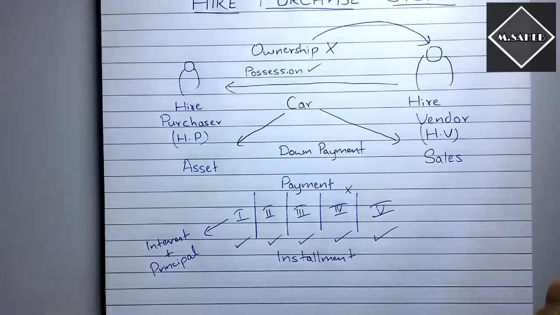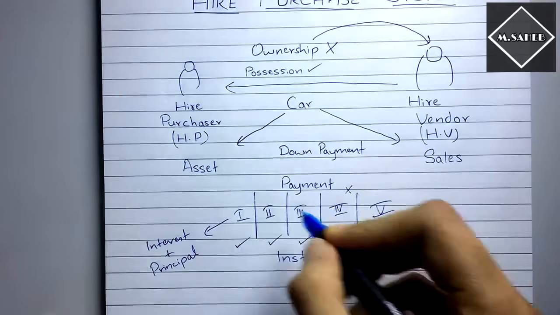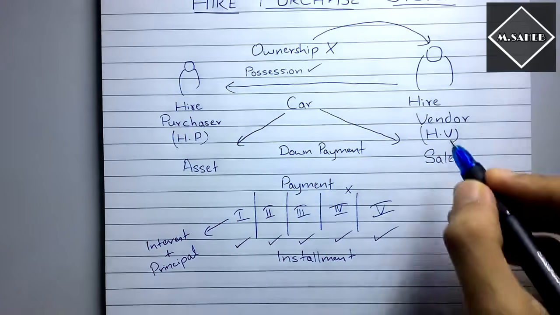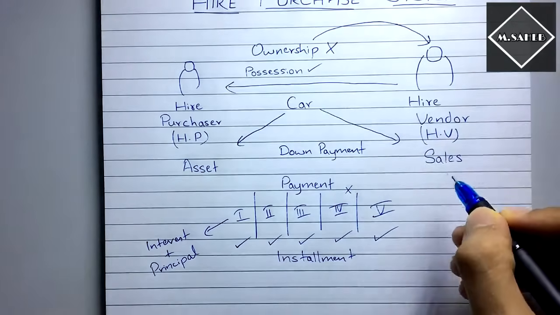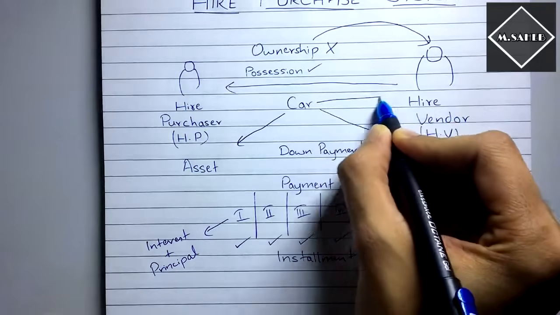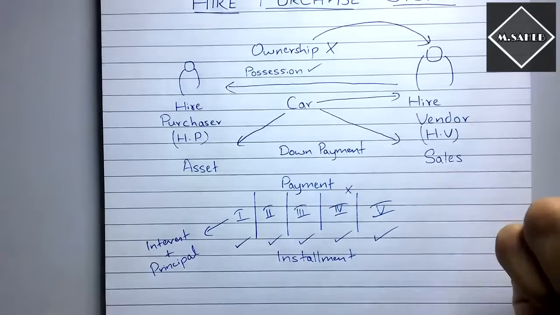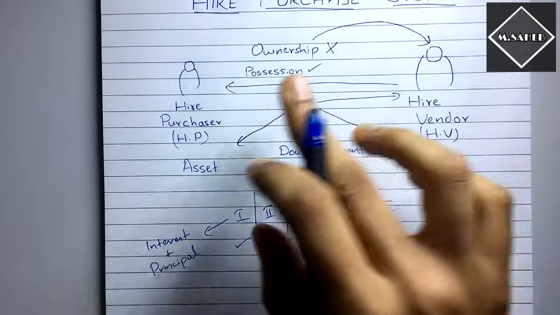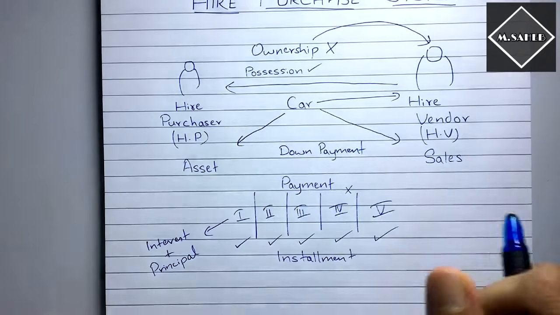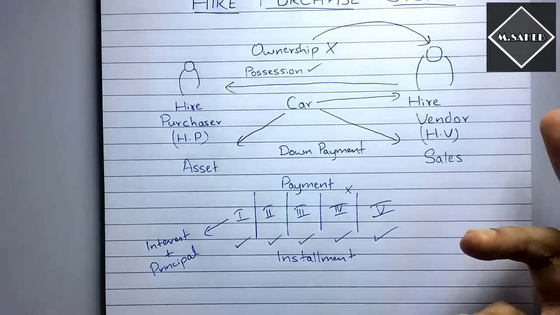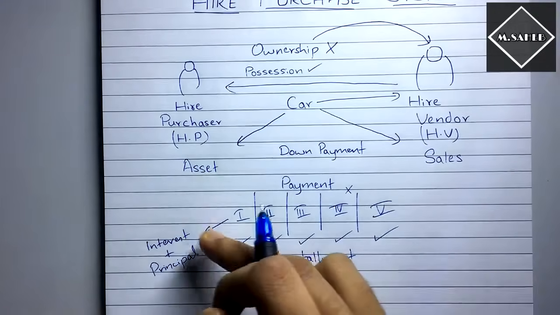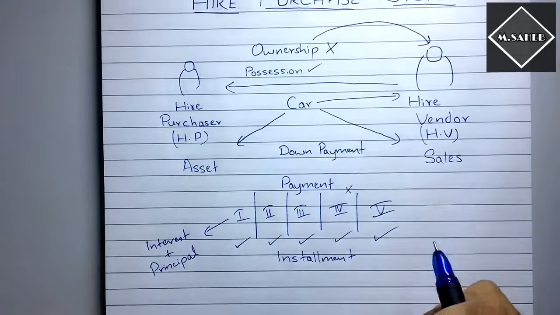So what happens is, whenever the hire purchaser goes default, the hire vendor can come immediately and take back that asset. He can immediately take back that asset, and he would not give any money to the hire purchaser. The hire purchaser will say, oh man, come on man, I have paid 3 years of installments, I have paid your principal amount as well as interest, please refund me.